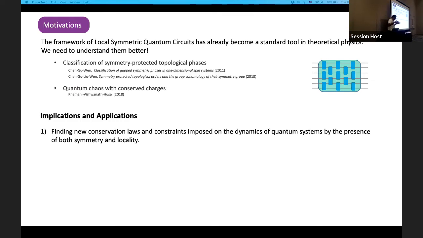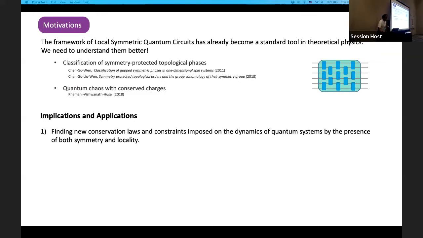In particular, first of all, by studying this problem, we can possibly find new conservation laws that hold when the dynamics of the system respect both symmetry and locality. We know that symmetry implies certain conservation laws. For example, rotational symmetry implies conservation of angular momentum. But now the question is, if I have both symmetry and locality, are there any additional conservation laws that don't hold if I have symmetry alone? So these new conservation laws will be a consequence of both symmetry and locality of the Hamiltonian.